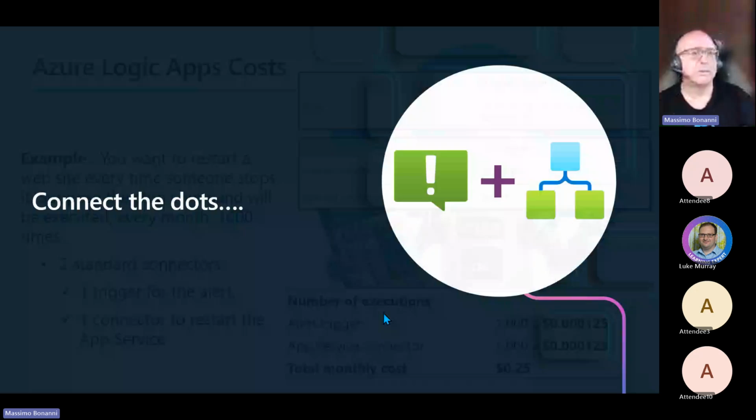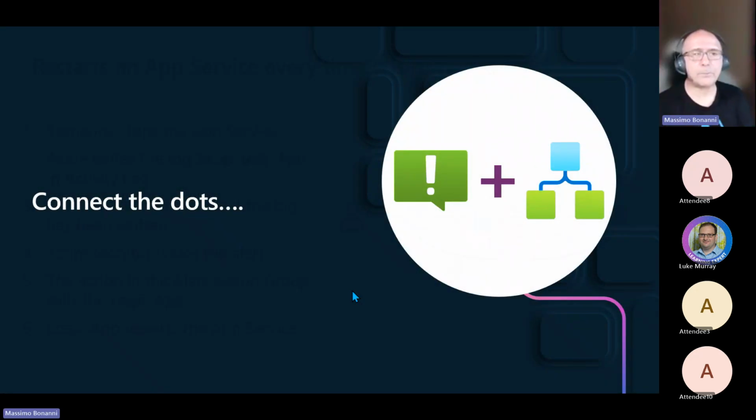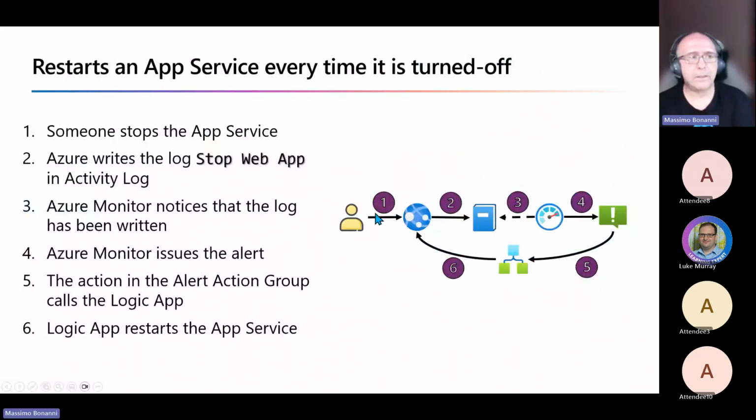Connect the dots. Someone stops your service. Azure writes the log Stop Web App in the activity log. Your alert monitor notices that the log has been written. The action group calls the logic app, and the logic app restarts the website. I will show you, and then we finish.